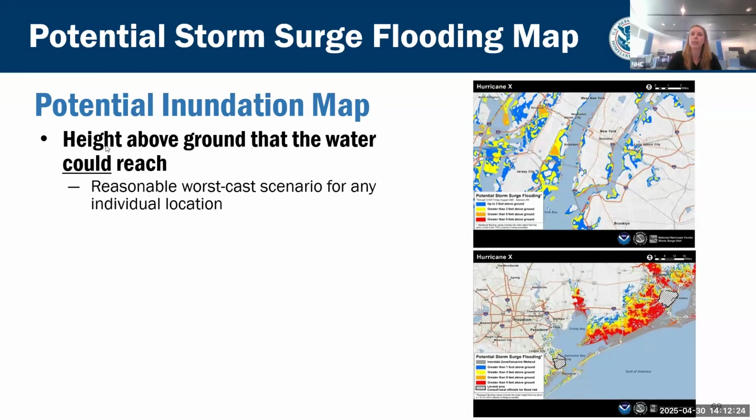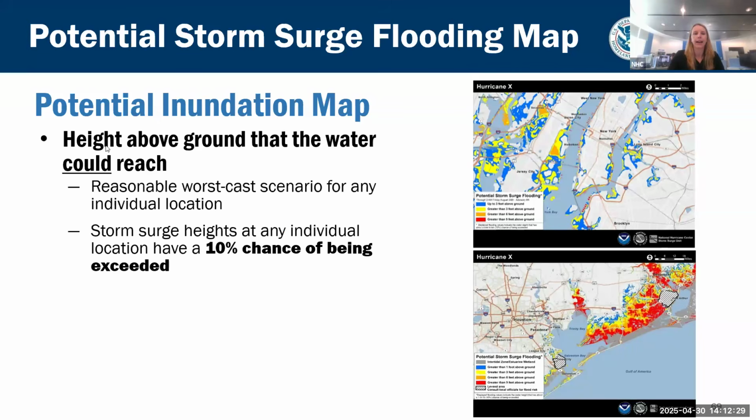We like to call it a reasonable worst case scenario for any individual location. Really, it's the storm surge heights at an individual location that have a 10% chance of being exceeded. So there's only a 1 in 10 chance that the storm surge height that you see on this map could be topped. That makes it a really great height to plan for. So 9 out of 10 of those scenarios at that location had a storm surge value less than that amount. And so you'll find yourself prepared when you plan for this height.